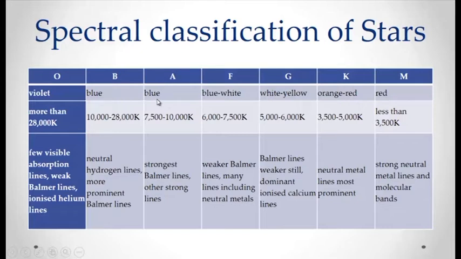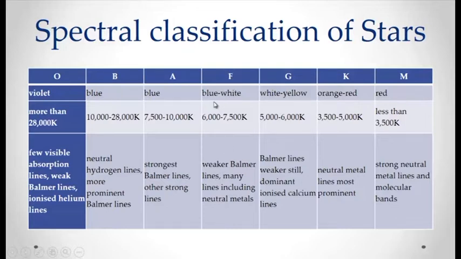Then A class star, its color also will be blue, temperature will be between 7,500 Kelvin to 10,000 Kelvin. Strongest Balmer lines will be there, and other strong hydrogen absorption lines will be there. This Balmer spectral line series is another feature of the hydrogen absorption spectrum.